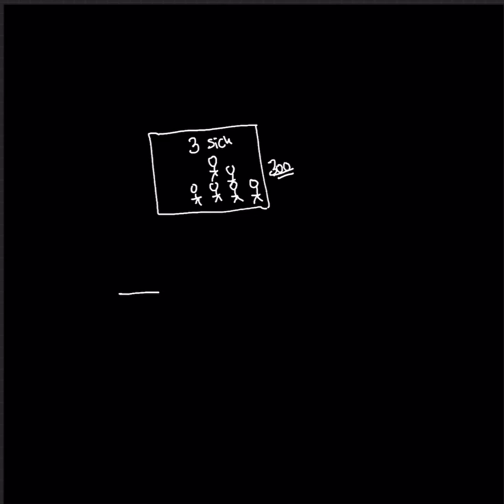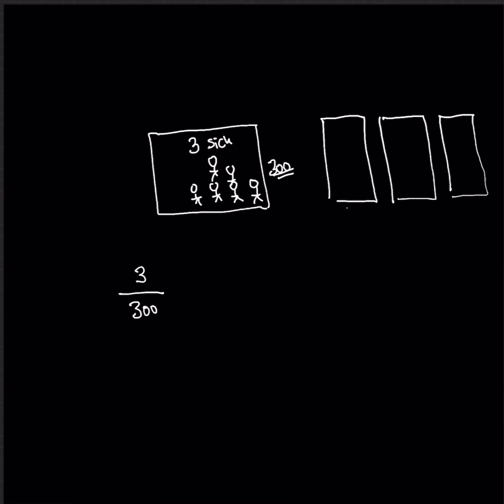Well, we know that there's 300 people in total, and we know that 3 are sick. So to figure out how many people per 100 are sick, what we can do is evenly divide this group of people. So we'll take this 300 people and divide them into 3 parts, like this. Each part will have 100. Now I said they're going to be evenly divided. What that means is that these 3 sick people are going to be evenly divided into each group. So there's 1 sick person in each group, like that.